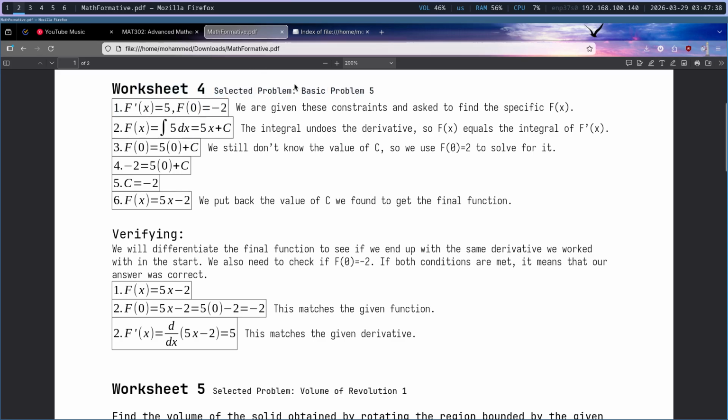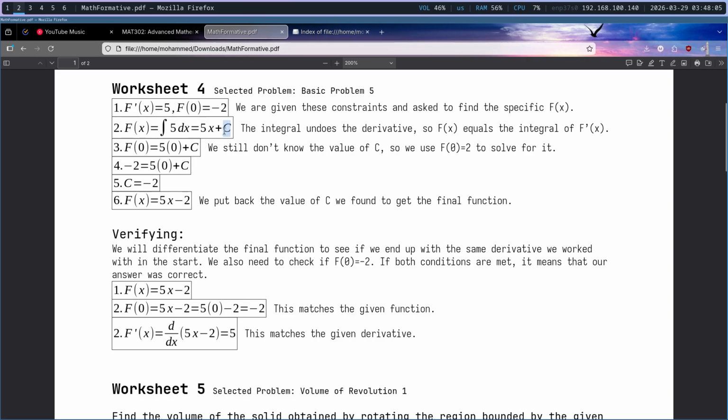So for worksheet 4, I selected basic problem 5, which says: given the first derivative of f(x) is equal to 5, and given that f(0) is equal to -2, we need to find f(x). So basically, we first find f(x) by taking the integral of the derivative. The integral of 5 is just 5x plus c.